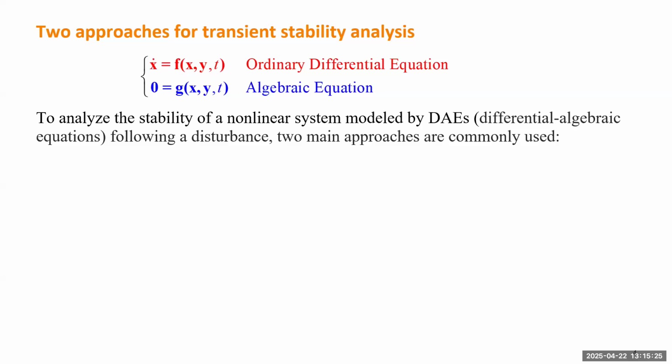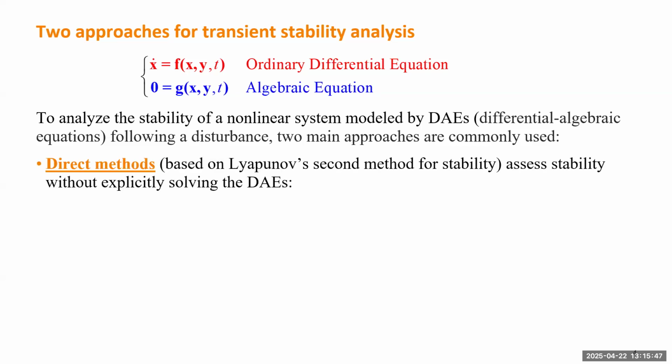And the algebraic equation includes everything else, focusing on the variables which are not state variables, like voltage and current, which are typically not considered state variables in transient stability analysis. We can call the whole set of equations a DAE, that is, differential algebraic equations.